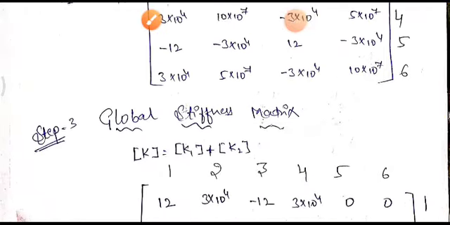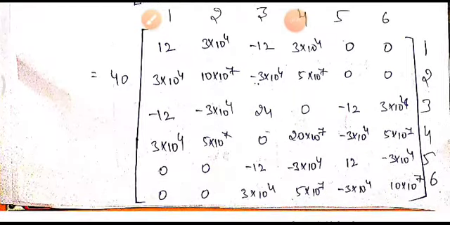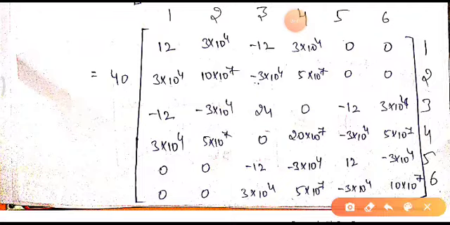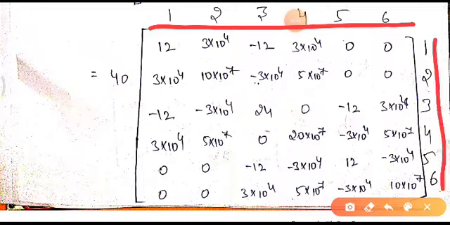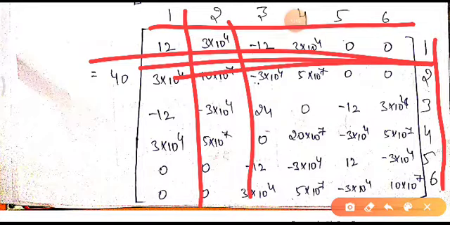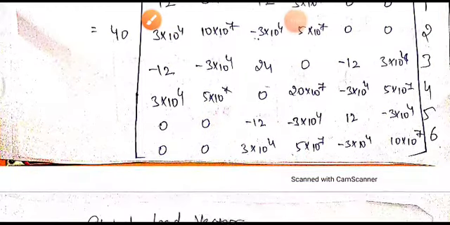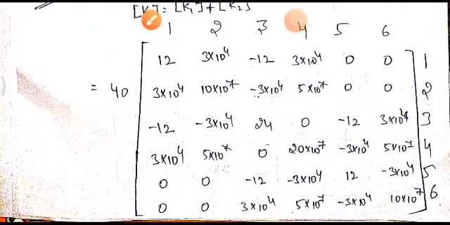Once we write this, the next step is to form the global stiffness matrix. As I already told in the previous video how to form the global stiffness matrix, first we need to write the numbers of rows and columns. Once you write 1 2 3 4 5 6 here, and 1 2 3 4 5 6 here, next is to define these elements, as I already told: first row first column, next first row second column, next first row third column, first row fourth column. Similarly we need to define all the elements. Once we define all the elements, we will get this matrix.